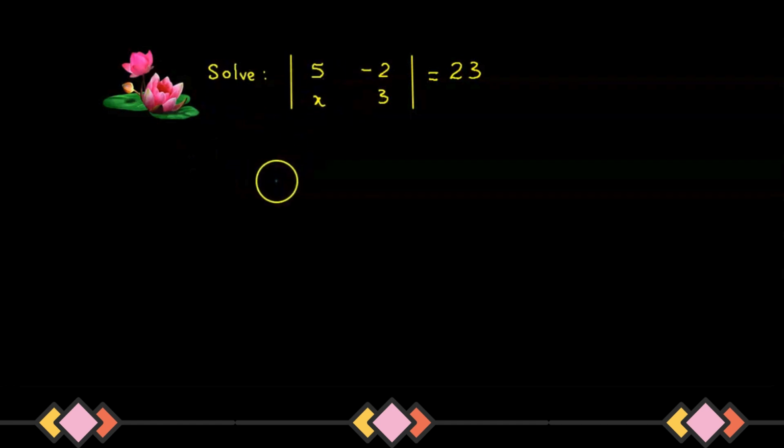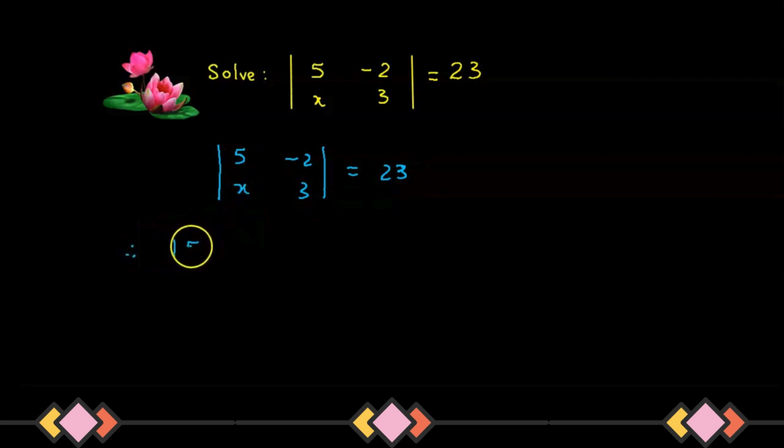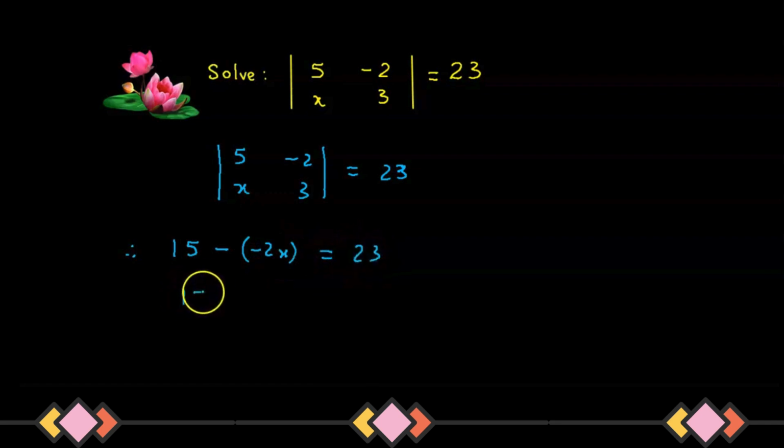Solve the given equation. अब यहाँ पे दिया है determinant of 5, minus 2, x and 3 is equal to 23. तो अभी इस determinant को expand करते हैं. So 5 into 3 that is 15 minus x into minus 2 तो ये रहेगा minus 2x is equal to 23. So we have 15 ये हो जाएगा plus 2x is equal to 23.